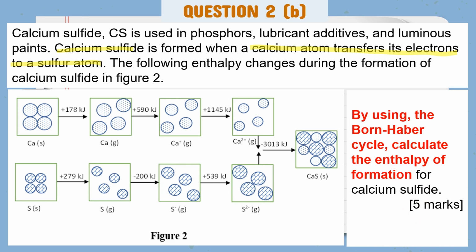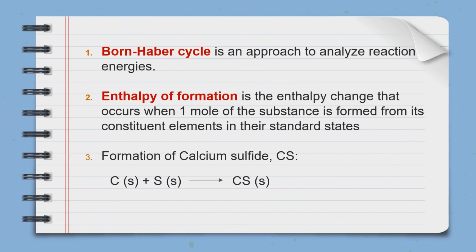But before we calculate the enthalpy, we need to construct the Born-Haber cycle. We need to know that Born-Haber is an approach to analyze the reaction energy. Then enthalpy of formation is the enthalpy change that occurs when 1 mole of the substance is formed from its constituent elements in their standard state. Then this is the equation for the formation of calcium sulfide.